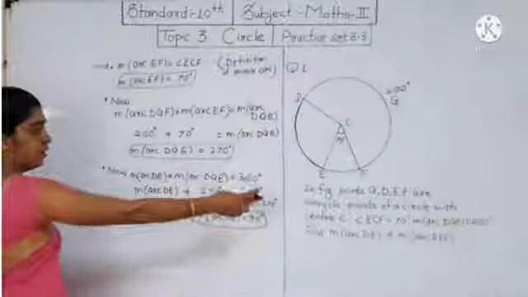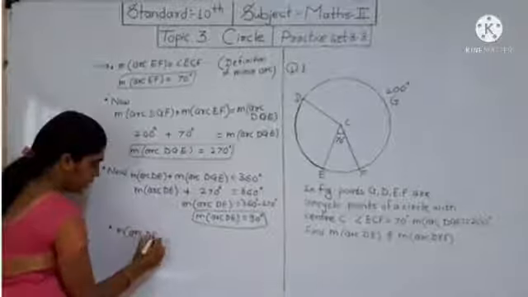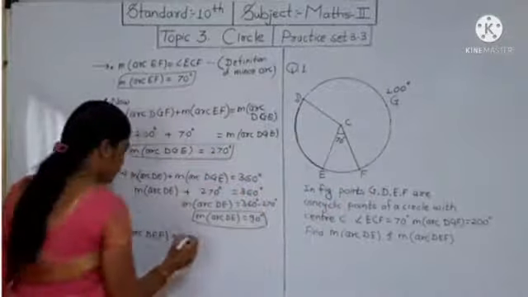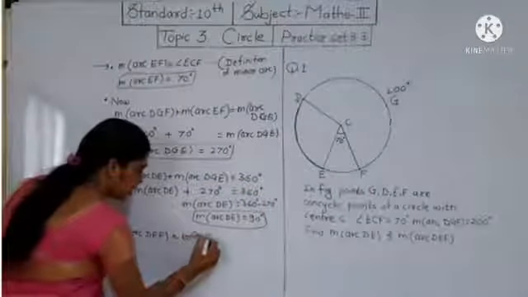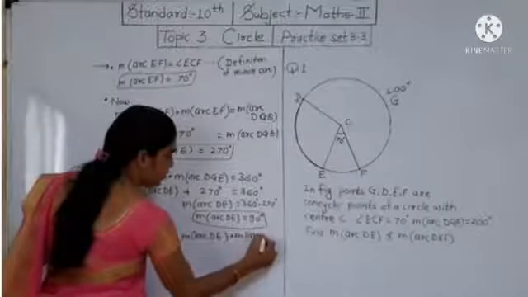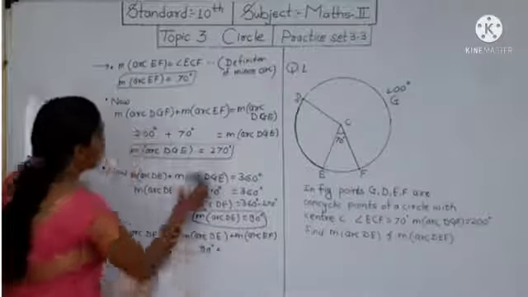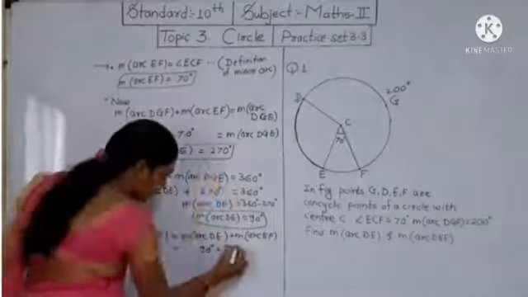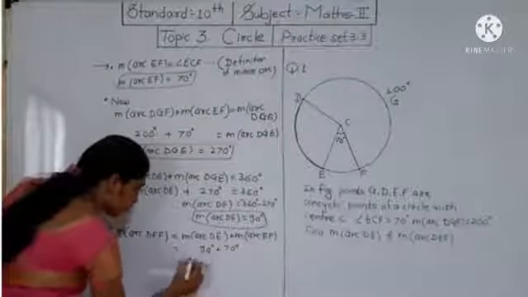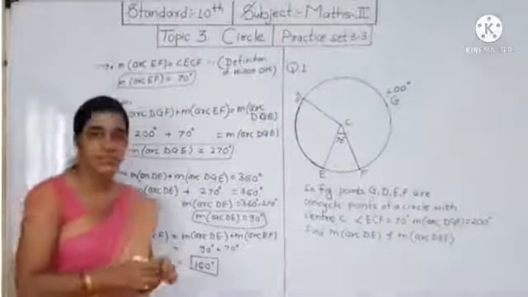Now we have to find the next term, major arc DEF. DEF is equal to DE plus EF, is equal to arc DE plus arc EF. So what is DE? 90 degrees, plus what is EF? We have calculated 70 degrees. We get 160 degrees. Therefore, we get major arc DEF as 160 degrees.